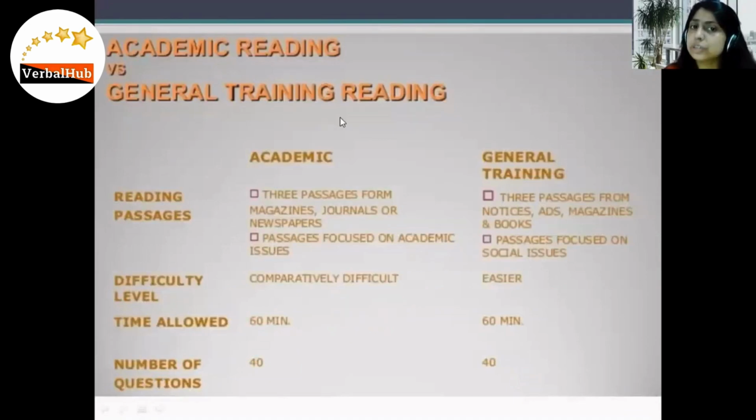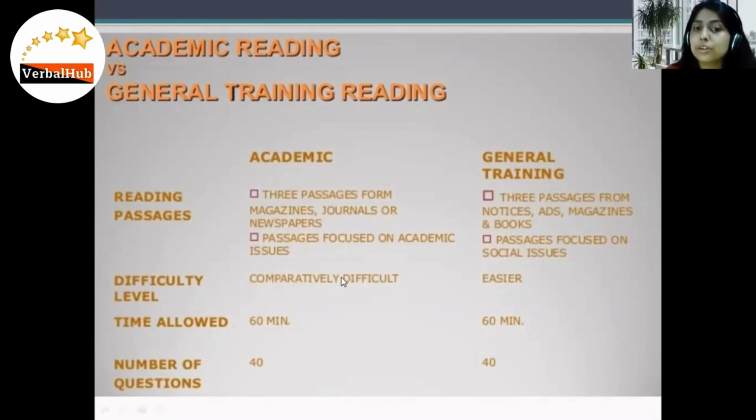Academic and general reading, as I told you before, there we have 2 modules. Number 1 is academic and next is general. What are the differences? Let me tell. In academic, 3 passages from magazines, journals and newspapers will be asked. But in general, some notices, ads, magazine and book text will be available. So general reading is not that complex, but academic is.